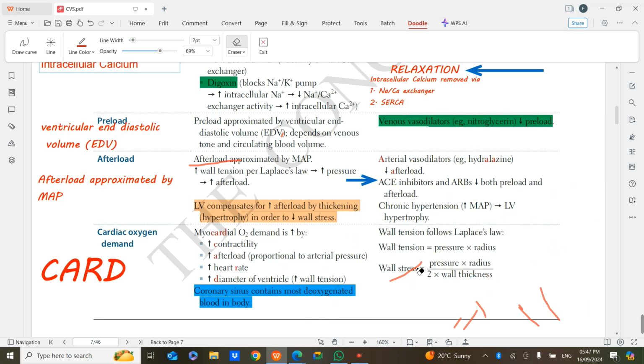So if there is arterial vasoconstriction, afterload will rise. If I can dilate the arterioles, the afterload is also going to drop. So which drug can I use to dilate the arterioles? ACEI. Why, Festus, why are you shouting ACEI? Where is ACEI coming from? This is angiotensin converting enzyme inhibitor.